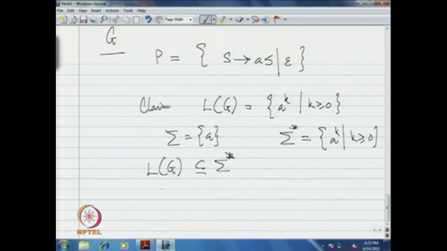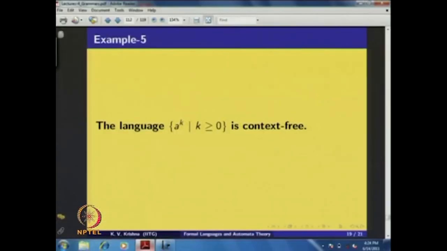Now, to show that any string of sigma star can be generated, we can look at the previous example and quickly understand that we have considered it by taking sigma to be singleton a. So you understand that L of G is equal to sigma star. The point here is that we are treating sigma as singleton a as a special case of the previous example. Thus you understand that a power k, k greater than or equal to 0, is context free, because if you consider sigma to be singleton a, this is what sigma star is.